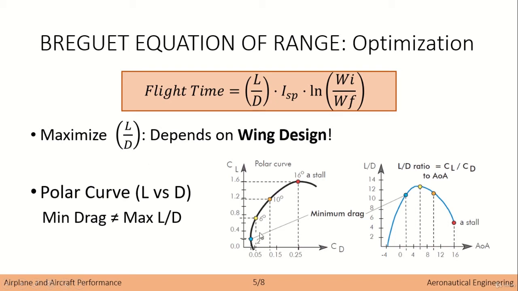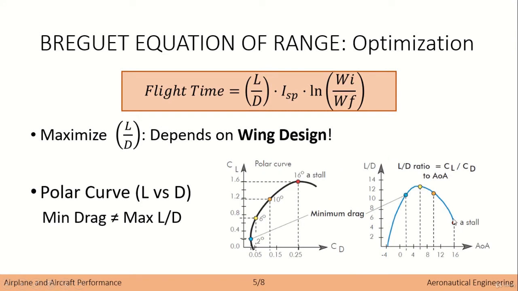It's quite interesting to note that the value for 6 degrees of angle of attack is actually the value of maximum lift to drag ratio. Even if the coefficient of drag is not the smallest, this actually gives the biggest, maximized value of the coefficient of lift divided by coefficient of drag. You can actually see it in this curve over here.